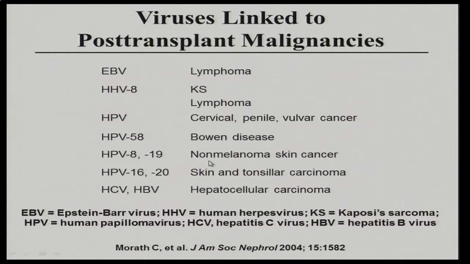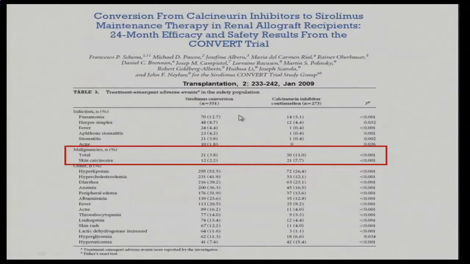Cancers in transplantation are virally driven cancers, viruses driven by immunosuppression, and I'm not going to go into these viruses and what they cause, but lymphoma and Kaposi's are big ones. Now, studies show that with mTOR inhibitors, this is the CONVERT study where we converted patients to mTOR inhibitors, conversion to mTOR inhibitors does translate to lower cancer rates, and this one is showing lower skin cancer rates with conversion to sirolimus.